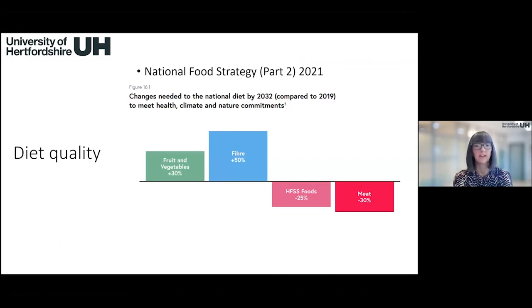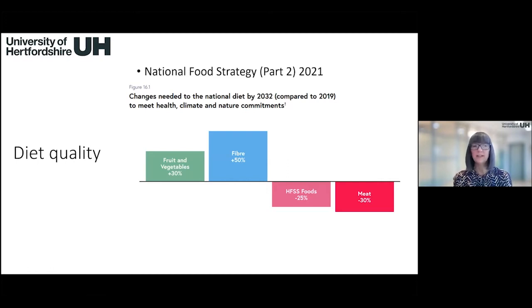The National Food Strategy is the government-commissioned independent review of the UK food system that was conducted over the last couple of years and led by Henry Dimbleby. Part 2 of the strategy, which was published last year, highlighted 4 significant changes that will be required in the next 10 years if we're to meet government recommendations on diet and land use. We need a 30% increase in fruit and vegetable consumption to bring us in line with the Eat Well recommendation to eat 5 items of fruit and vegetables a day.